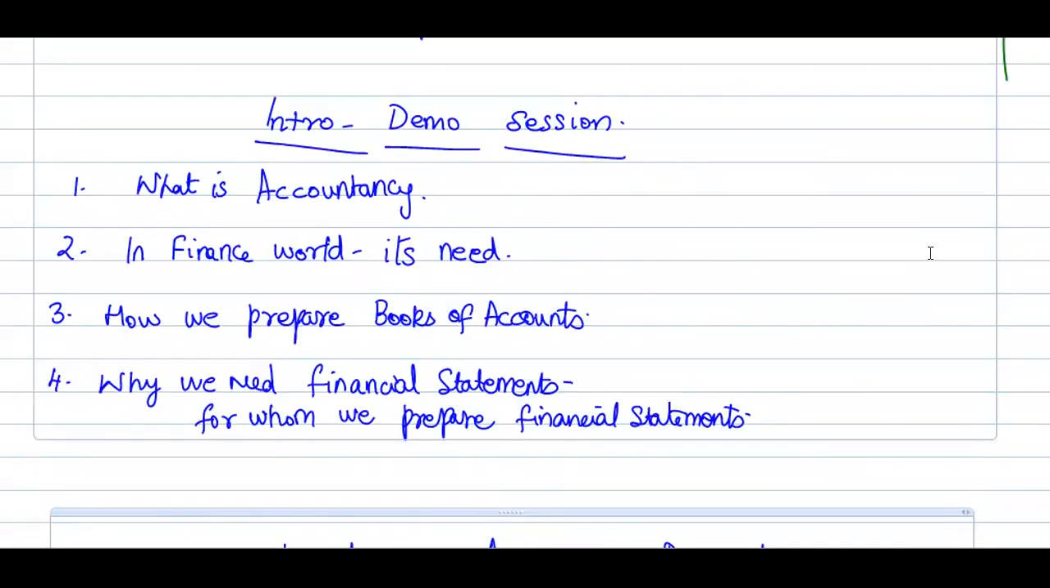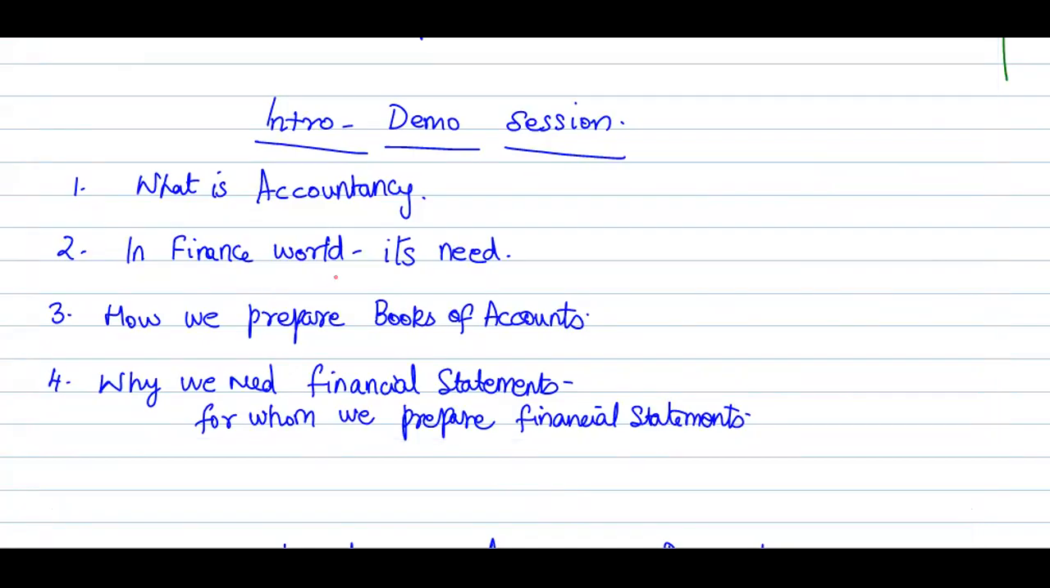Moving on to the learning part of the sessions. I'll briefly take you through what is finance, and in finance what is accountancy. In the finance world, what is the need for accountancy, how we prepare the books of accounts, why we need the financial statements, and for whom we are preparing them. All these I would be taking you through in this demo session, just to give you an idea of how my lectures would go.